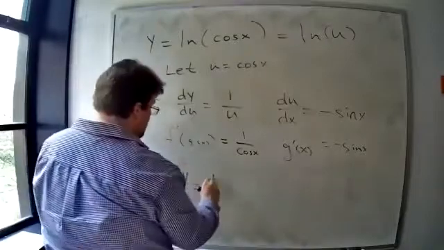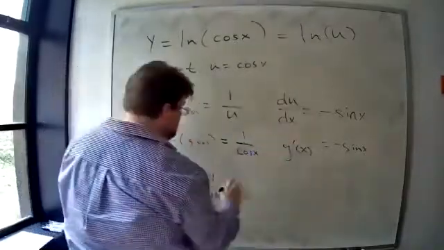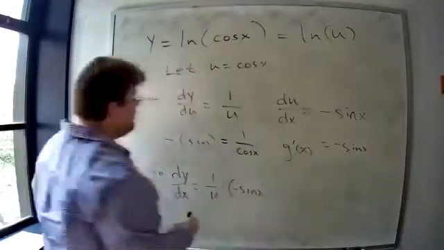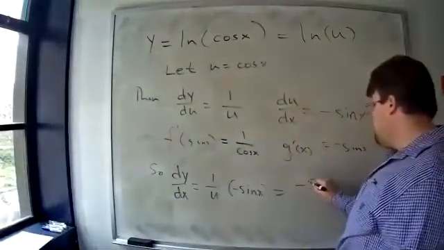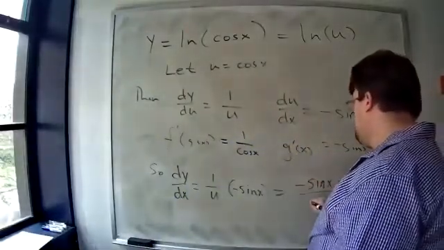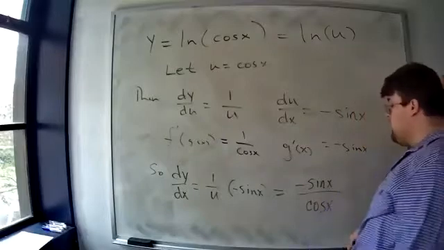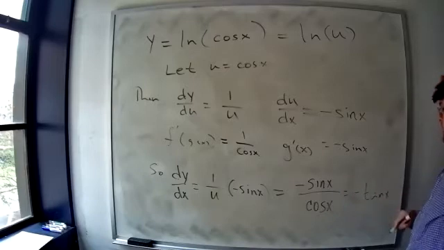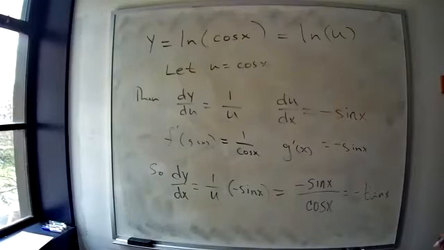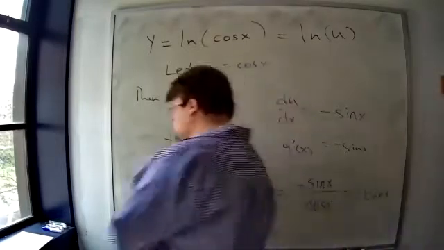So dy dx is the first one times the second one. And then if we have u, we get rid of u equals cosine of x. So we get negative sine of x over cosine of x. And this does, you will observe, simplify to negative tangent of x. In these, you don't necessarily have to simplify, but it is worth observing that this one does simplify conveniently, especially if you're taking Calc 2. This one will show up toward the beginning of the Calc 2 semester.